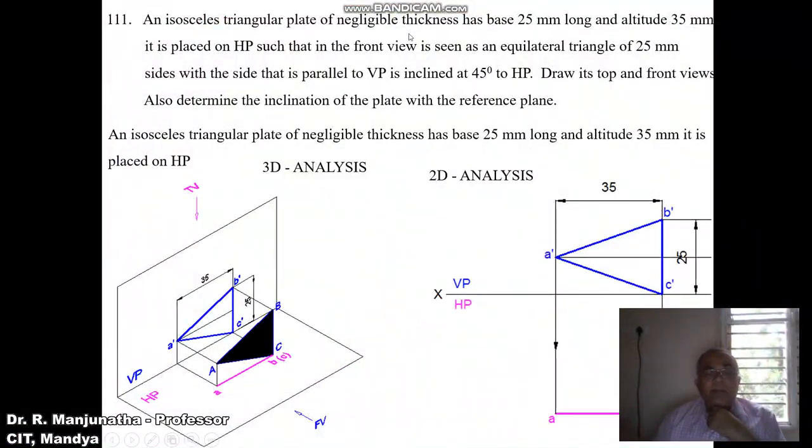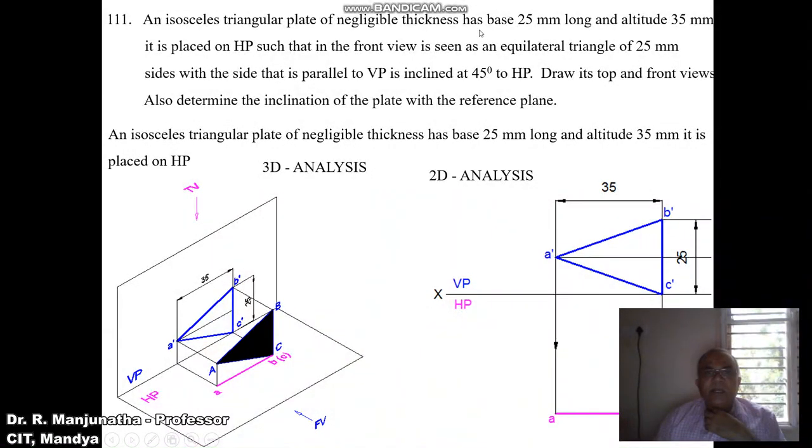An isosceles triangular plate of negligible thickness has base 25 mm long and altitude 35 mm. It is placed on HP such that in the front view it is seen as an equilateral triangle of 25 mm sides, with the side that is parallel to VP inclined at 45 degrees to HP. Draw its top and front views. Also determine the inclination of the plate with the reference planes.